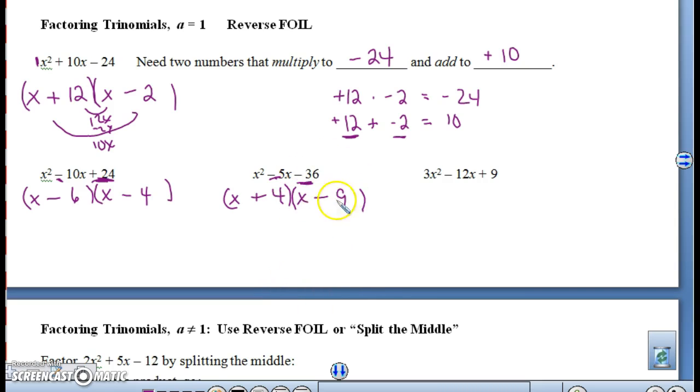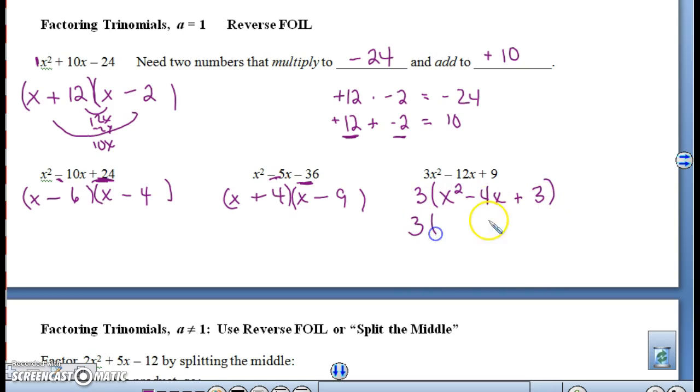Now, all of the ones we've done so far have had just a single x squared. Well, how are we going to get this to be a single x squared? You notice anything special about 3x squared, 12x, and 9? Yeah, they all have a GCF of 3, so let's do that first. X squared minus 4x plus 3. Oh, that looks like something we can factor more.